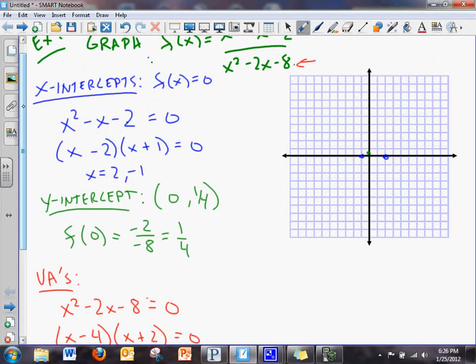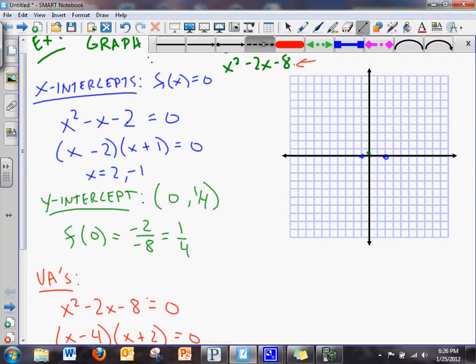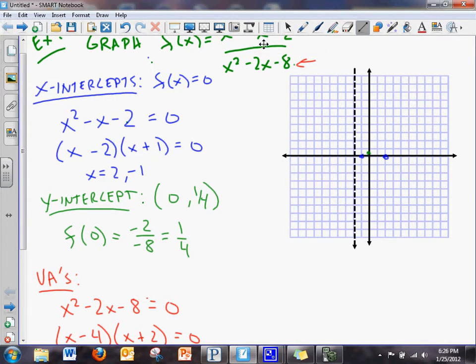All right, so I'm going to sketch these in. Negative 2 and positive 4. So there's an asymptote at negative 2, and at positive 4, there's an asymptote. All right.